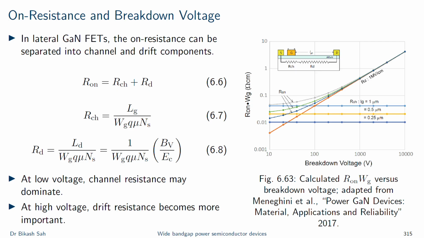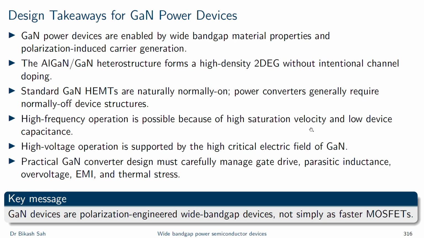The equation that you see in here gives a compact way to connect geometry, material properties, and I would also say converter losses in a way at the end as well, because we are able to calculate the value of resistance from here. Now let's move forward and conclude what exactly the design takeaway is for power GaN devices.